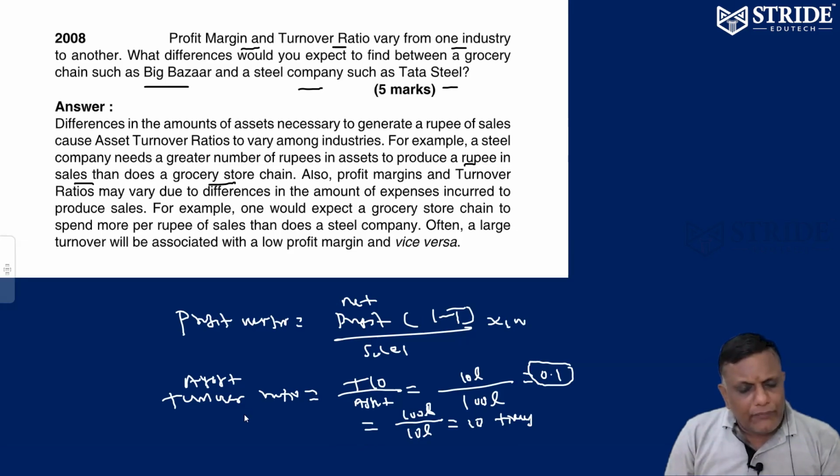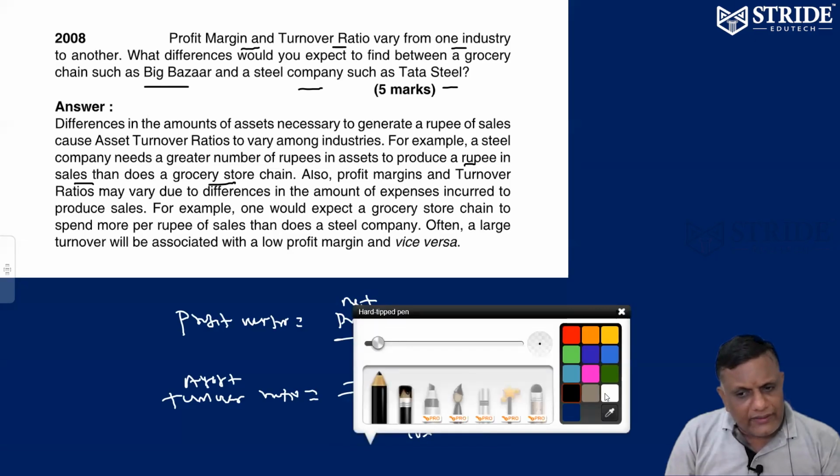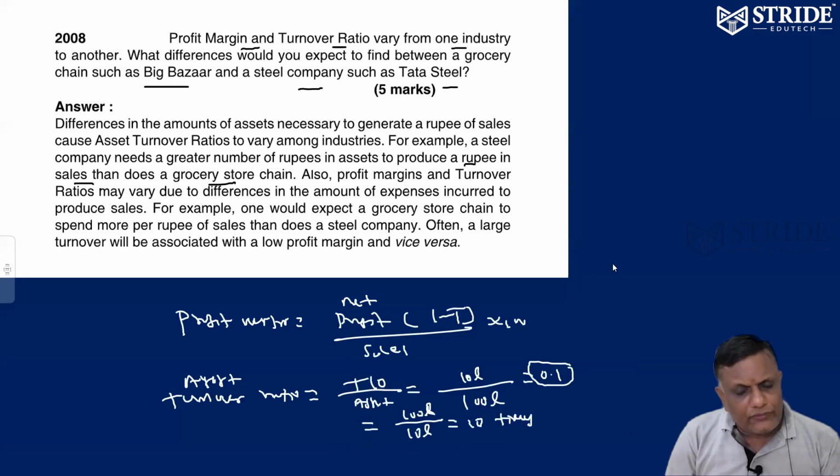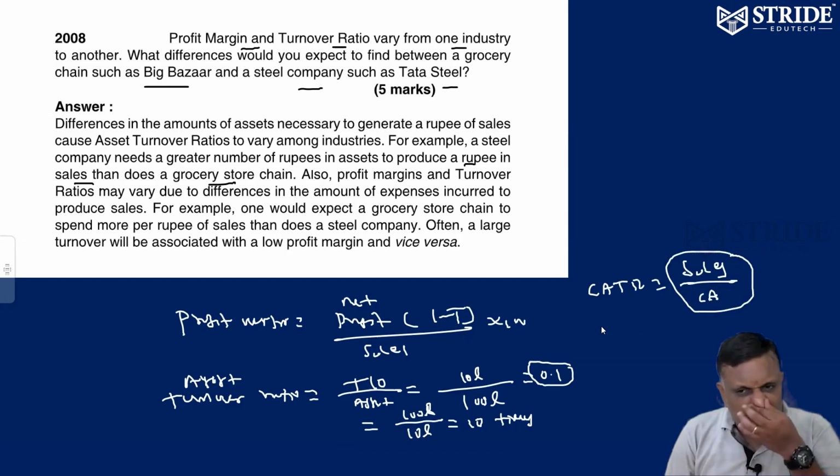What is the main purpose of higher turnover? Higher turnover is always good for the company, whether it is current asset turnover or fixed asset turnover. What is current asset turnover ratio? That is equal to sales by current asset. That is also always good for the company.